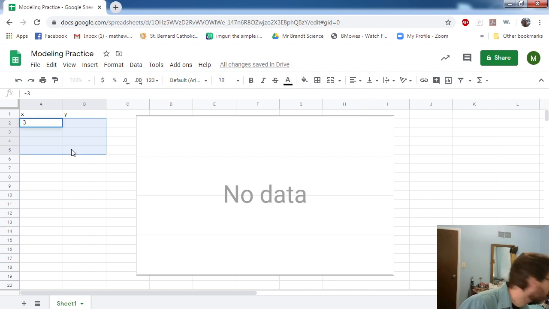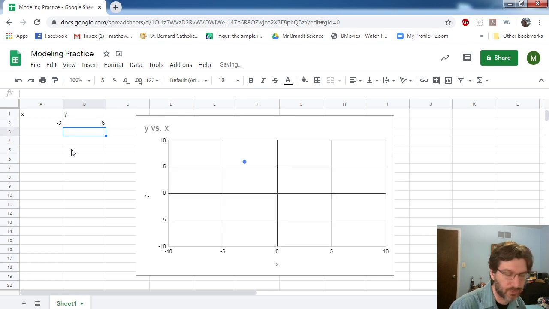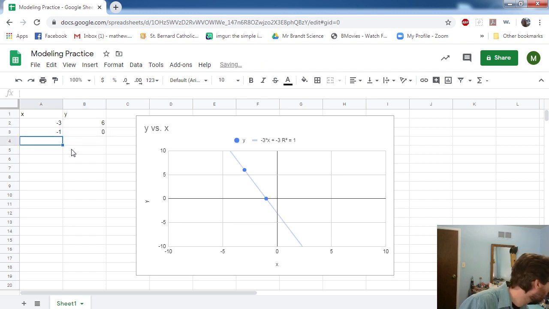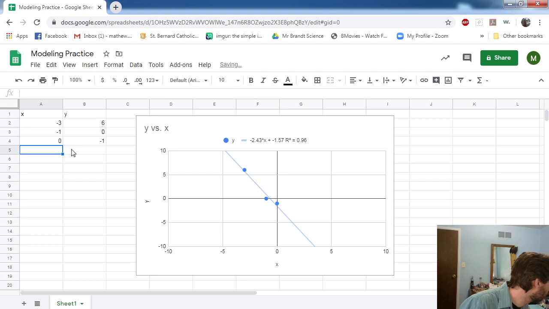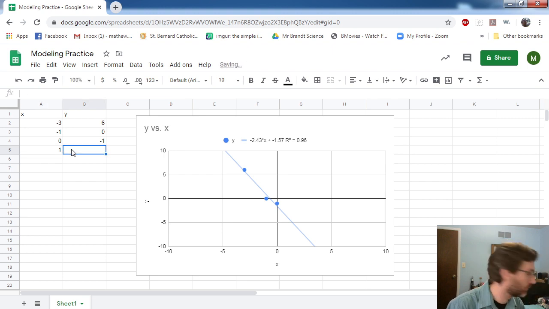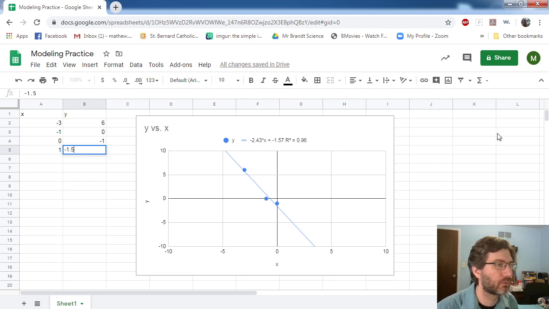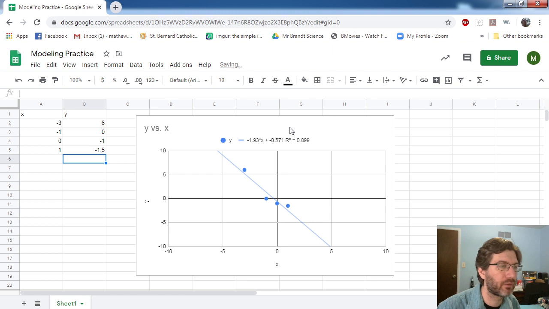Number 3 says -3 goes with 6. -1 goes with 0. 0 goes with -1. And 1 goes with -1.5. So there's that. This one here is looking more exponential.